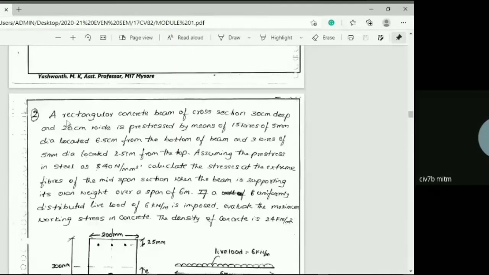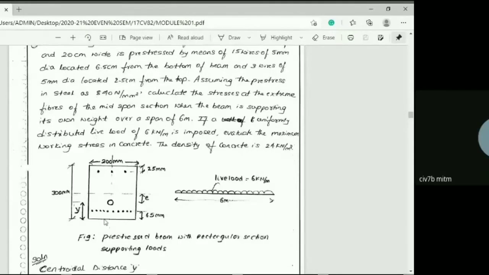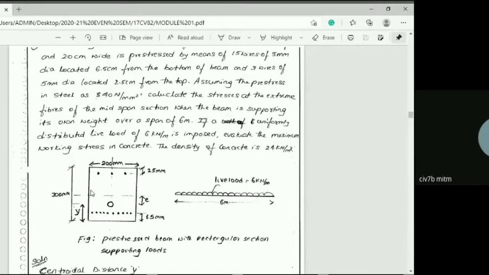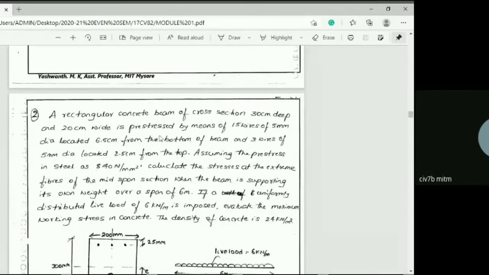So let me consider a rectangular concrete beam of cross section 30 centimeter deep, that is 300 millimeter deep, and 200 millimeter wide. So this is a 200 millimeter wide and 300 millimeter deep beam. And it is pre-stressed by means of 15 wires of 5 mm dia. That means each wire is of 5 mm dia.